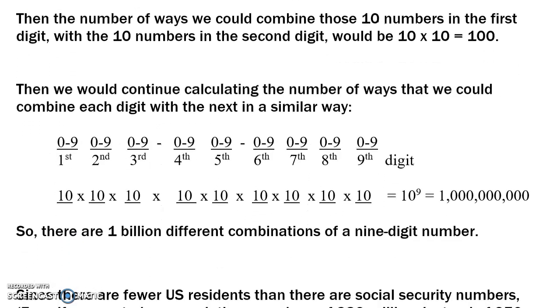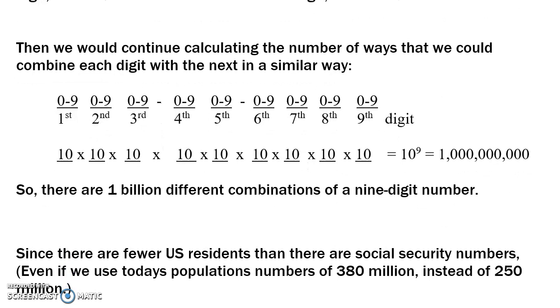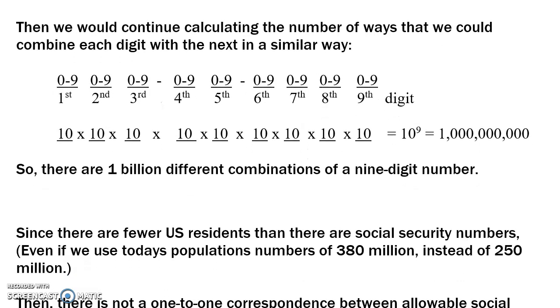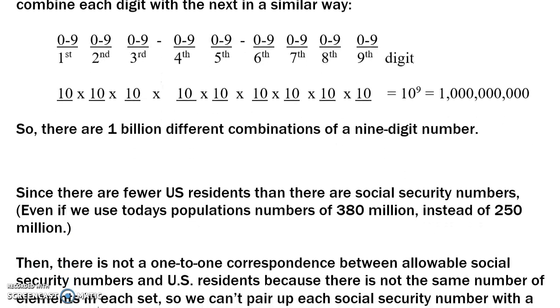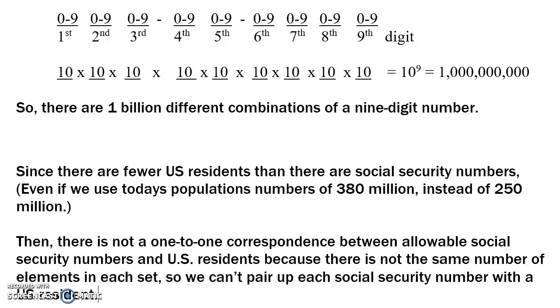So from this calculation, we can see that there are fewer U.S. residents than there are Social Security numbers, even if we use today's population numbers of 380 million instead of 250 million, like the book suggests. And this means that there's not a one-to-one correspondence between allowable Social Security numbers and U.S. residents because there's not the same number of elements in each set.